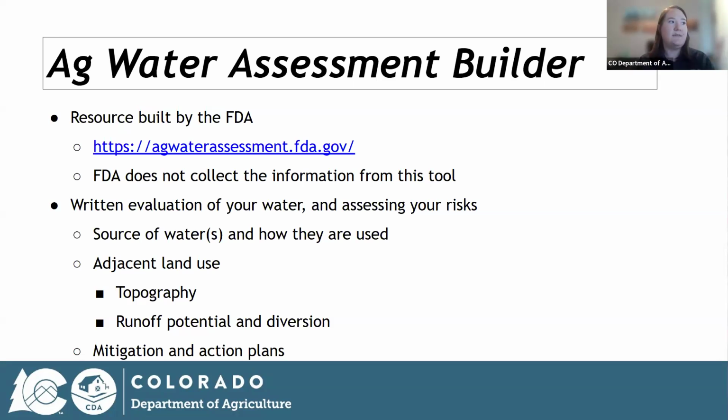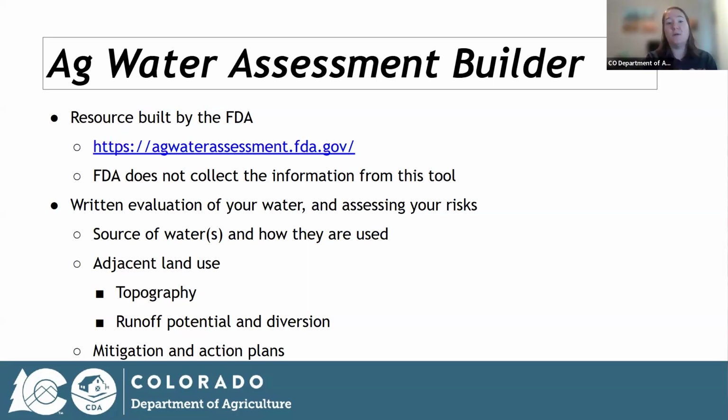And then as far as the written evaluation of your water, it kind of walks you through these, right? What's your adjacent land use? What's your topography look like? How does the wind come through? Do you have cattle nearby that would have some blow over into your water source? Those kind of things. What kind of runoff do you have? Do you have pooling in your fields that might cause an issue? So just things to kind of keep in mind.